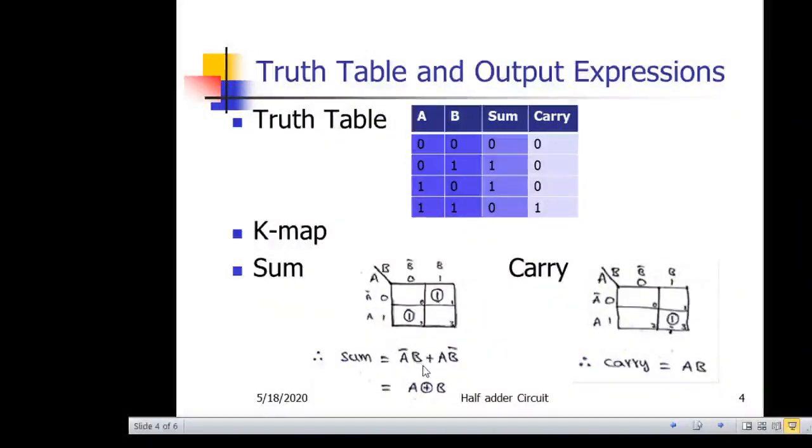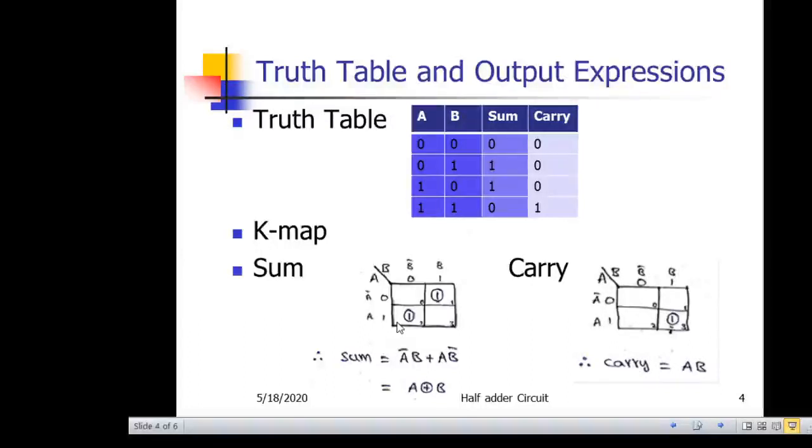If we want the output expression in SOP form, that is sum of product form, we consider entries for sum where its value is 1. So here for A equal to 0 and B equal to 1, the sum value is 1. This is the first case. Another case is when A equal to 1 and B equal to 0, the sum value is 1. We place 1 for the corresponding value of A and B. Then do the grouping of these ones. Observe carefully. This grouping is nothing but the diagonal grouping, resulting in the XOR output expression.